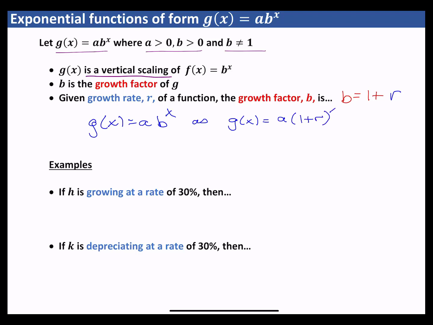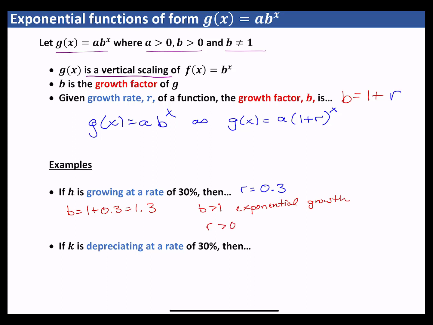Let's look at a couple of examples to better understand the relationship between the growth factor and the growth rate. If h is growing at a rate of 30%, then the growth rate written as a decimal is 0.3, and the growth factor is b equals 1 plus 0.3, which equals 1.3. In the case where the growth factor b is greater than 1, we say function g is exhibiting exponential growth. We should note that b is greater than 1 because the growth rate was positive.